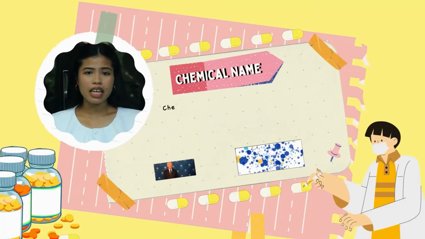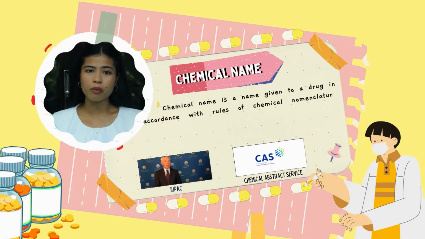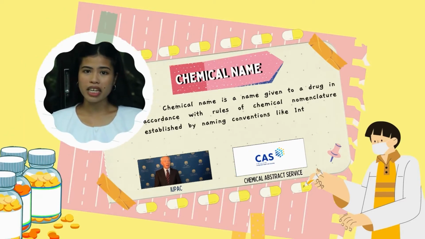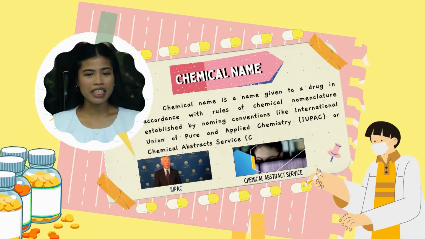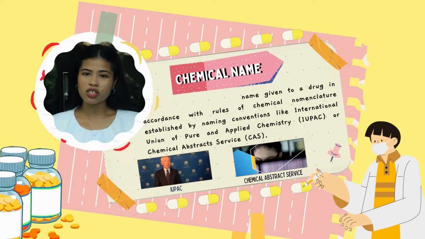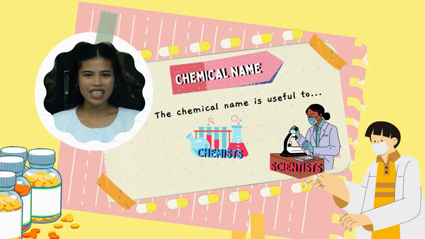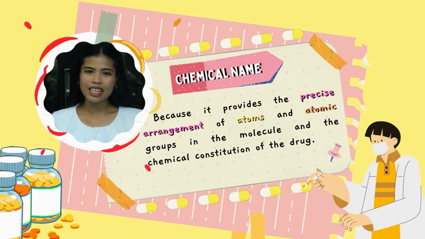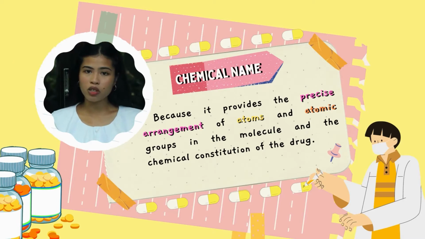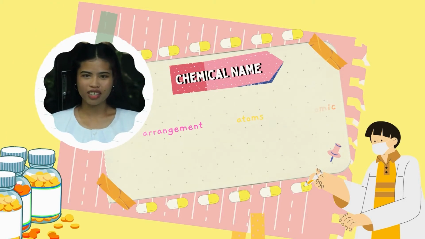When we say chemical name, this is a name given to a drug in accordance with the rules of chemical nomenclature established by naming conventions like International Union of Pure and Applied Chemistry or Chemical Abstract Service. The chemical name is useful to the chemist, scientist, or technical personnel as it provides precise arrangement of atoms and atomic groups in the molecule and the chemical composition of the drug.